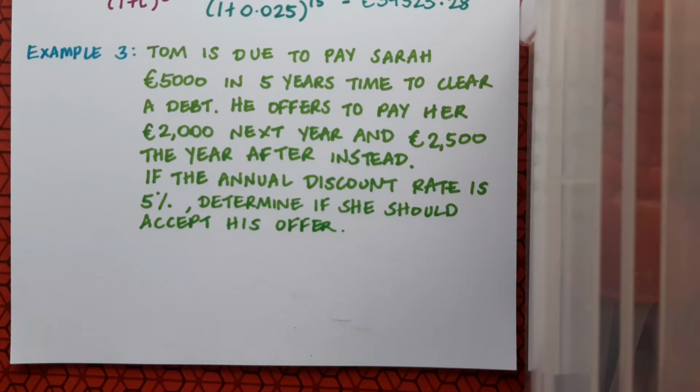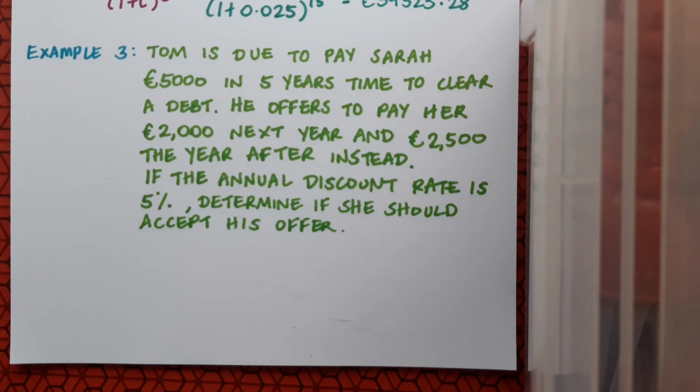So here's a third example now. This is a little bit different. Tom is due to pay Sarah 5,000 in 5 years' time to clear a debt. He offers to pay her 2,000 next year and 2,500 the year after instead. If the annual discount rate is 5%, determine if she should accept his offer or not.